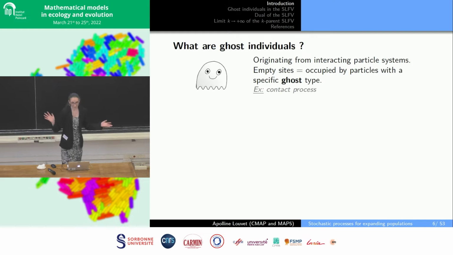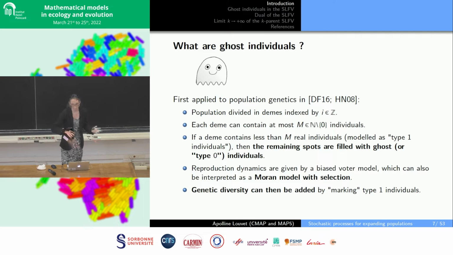So what do I mean by these ghost individuals? It's just a fancy name put on a concept originating from interacting particle systems theory, and in particular processes such as the contact process, in which empty sites can be modeled as occupied by particles with a specific type, which I will refer to as the ghost type. So this concept from interacting particle systems has been first applied to population genetics in one article by Hallatschek Nelson with a study mostly by simulations, and in a more theoretical paper by Durrett Fan.